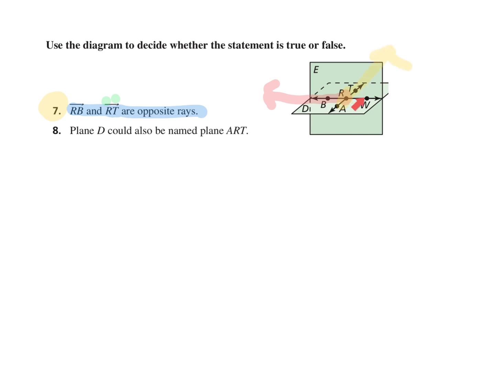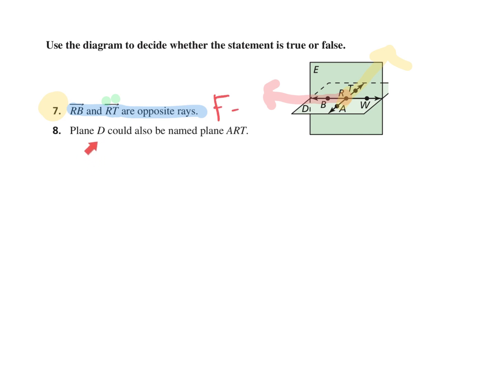And so those are not opposite rays because together they do not form a line. If it had said RW, that ray would have been opposite rays with RB. So the answer to number 7, since they form an angle and not a line, is that they are not opposite rays. That's a false.